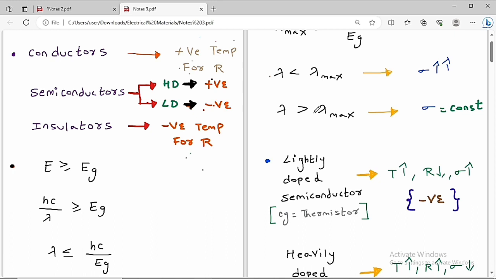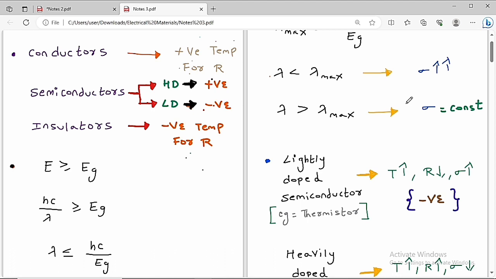So the number of free carriers in the conduction band will not increase. It will remain as it is, which means the conduction will remain as it is, like the previous one. What is the previous conductivity? The same will be present now also. So the signal will remain constant as it is. Okay. This is a very important thing here.